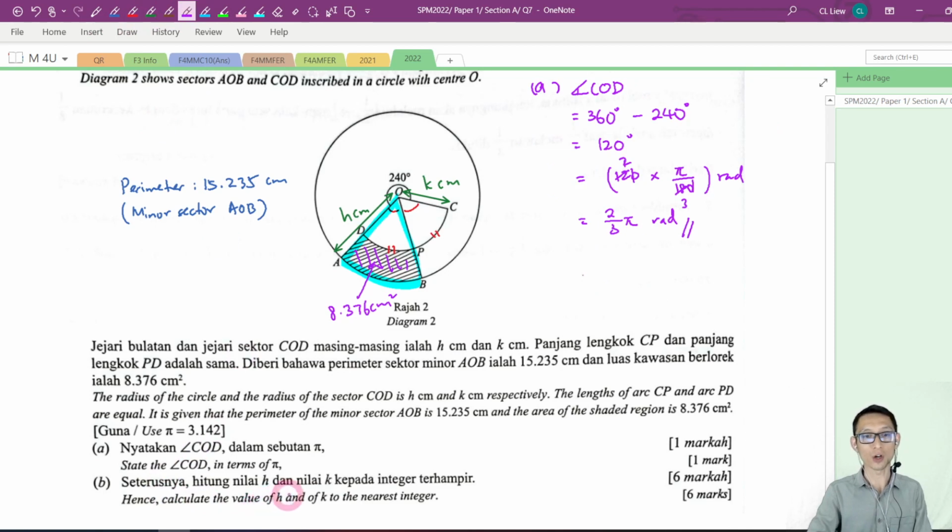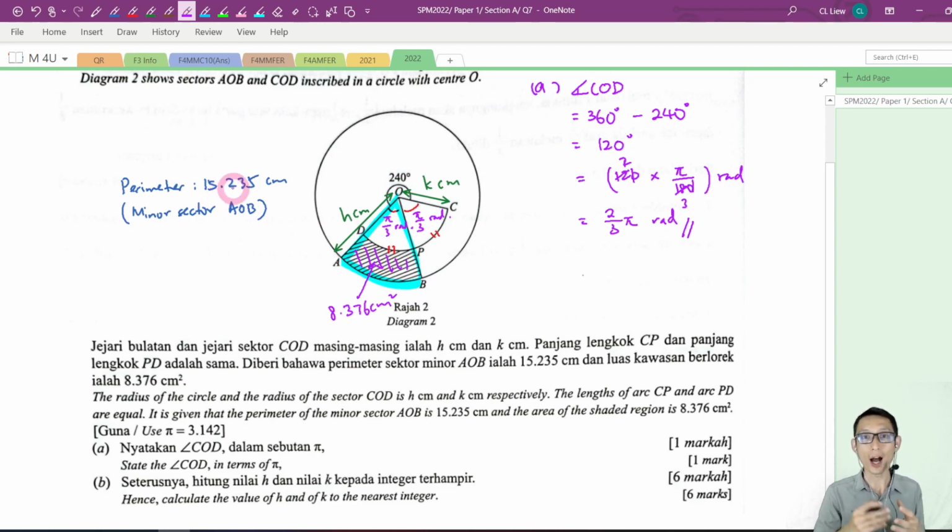Hence, calculate the value of h and k to the nearest integer. Okay, now let's find h first. Since we know that these two angles are the same size, and COD is 2 pi over 3, so here will be pi over 3, here will be pi over 3. Okay, this is in radian, pi over 3 radian.